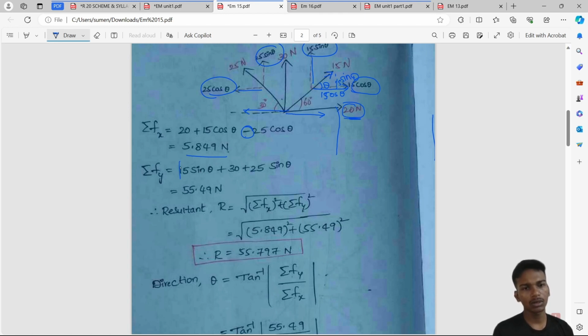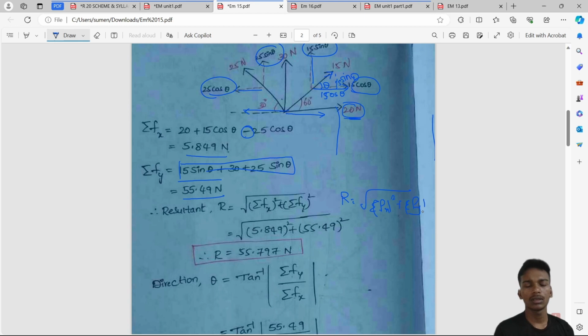Now I'm doing the same thing for sigma Fy. As all the forces in the y direction are in positive direction itself, I'm taking the sign of every force to be positive, plus sign itself. And I have done the summation of all the forces in y direction, and I found the summation of those forces as 55.49 newtons.